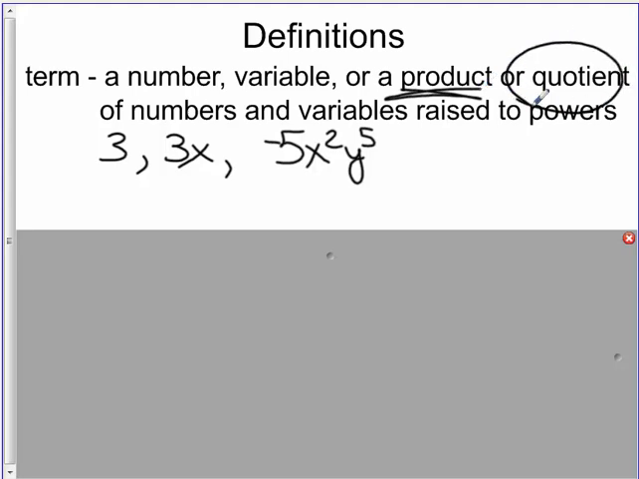It could also be the quotient. So I could have 2 over 5y. That would be an example of a term as well. It could be raised to powers like we did in the second one where we had negative 5x squared y. And then we have another example of a quotient here.